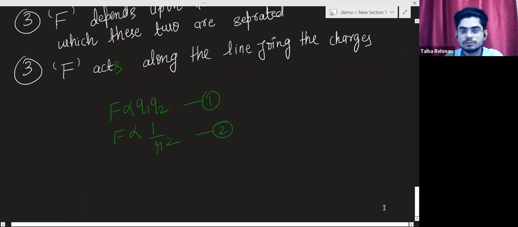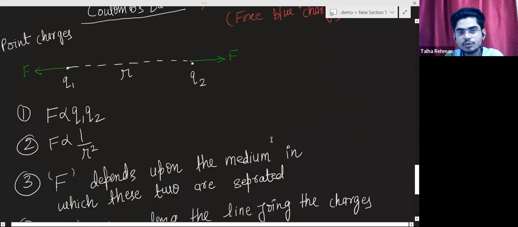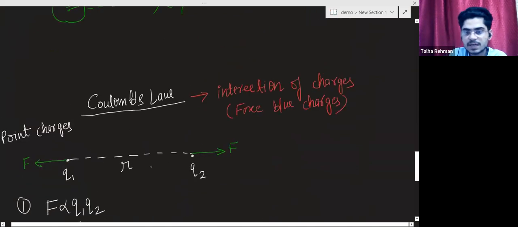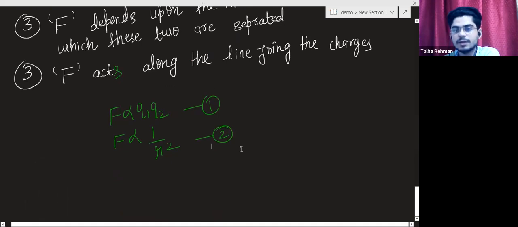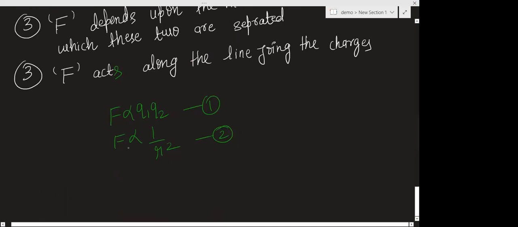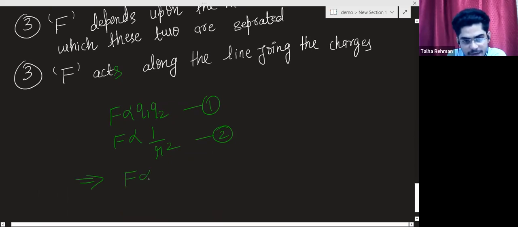What happened now? I have not specified whether these charges are placed in air or vacuum. These charges can be in air, in vacuum, or in another medium, can be in water, can be in oil. Am I audible? Are you getting my points? Yes, sir. Okay, that's fine. So I can write F is directly proportional to Q1 and Q2 divided by R square.